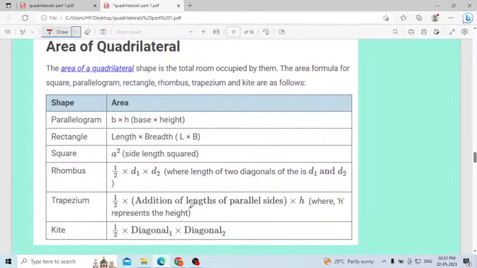Then what is meant by the area? The area of a quadrilateral shape is the total room occupied by it. See, consider this is the quadrilateral. Perimeter is nothing but the length of the outer boundary. Otherwise, the sum of the measurements of the outer boundary length we will consider as the perimeter. Area means the inside enclosed portion. The inside portion of a closed figure we will measure. We will consider this one as the area.